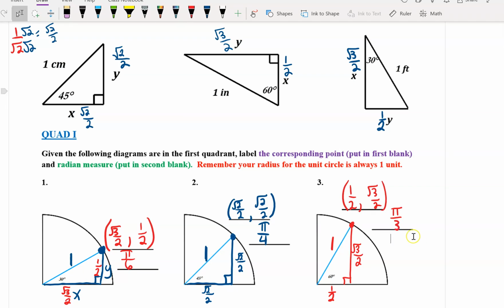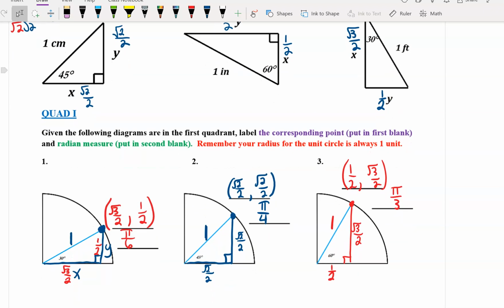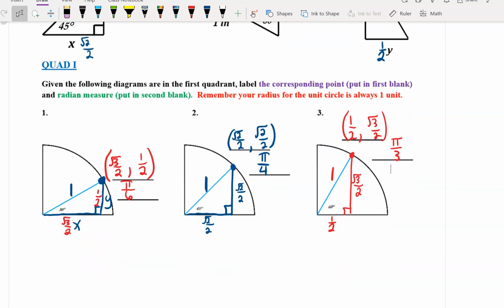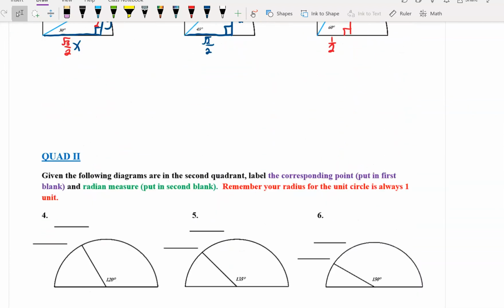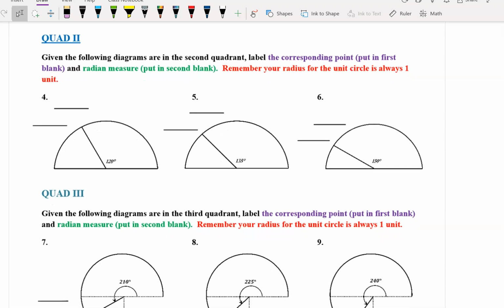I always kind of remember those to be opposite, like you would expect pi over 3 to be with the 30, but it's not. Pi over 3 goes with the 60, and pi over 6 goes with the 30. It's kind of backward. But then pi over 4 goes with the 45, which I feel like kind of makes sense. That's an easy one to remember. But what we just did was we came up with all the important coordinate points in the first quadrant. We are going to do the same thing in the second quadrant.